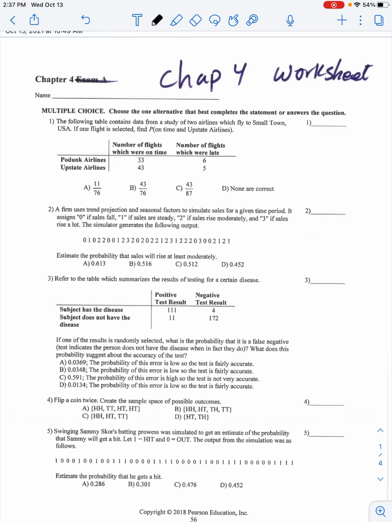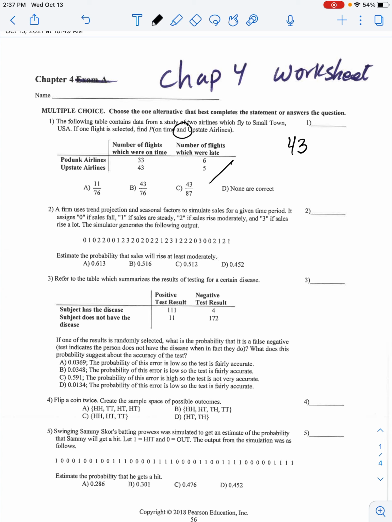USA. If one flight is selected, find P of on-time and upstate airlines. So P of on-time is in this category, upstate is in this category, and the overlap is right here. So there are 43 flights that are both on time and upstate airline out of the total number of flights we have. How many flights did we have in total?